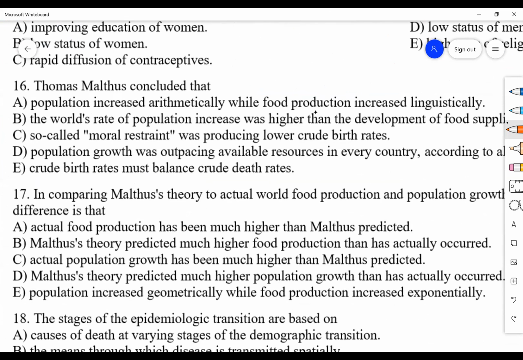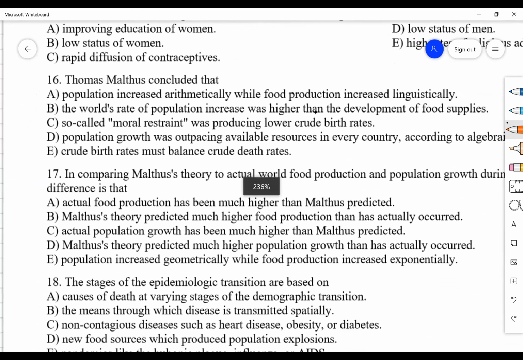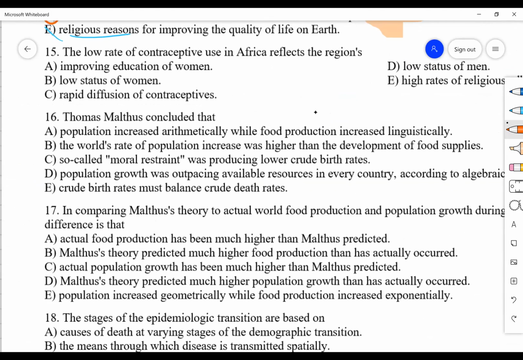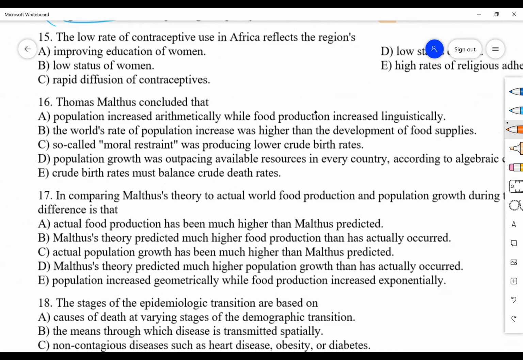So let's look at number 16 since we just talked about birth rate. And then this one is going to be not right now.